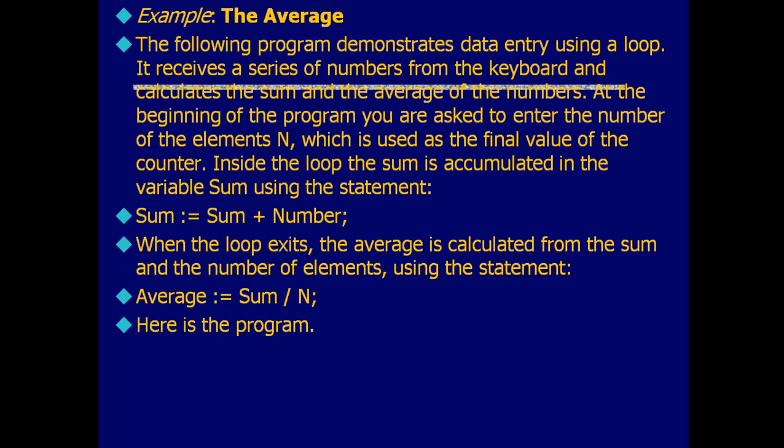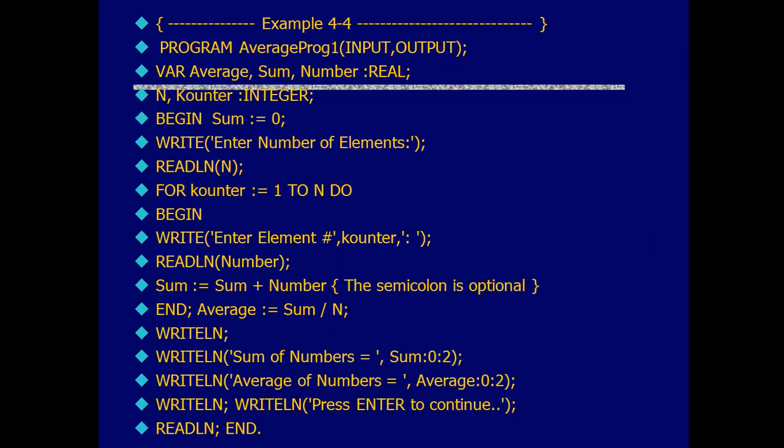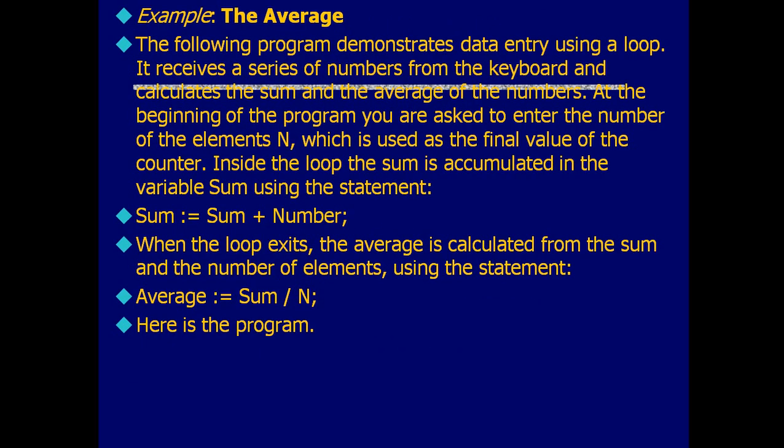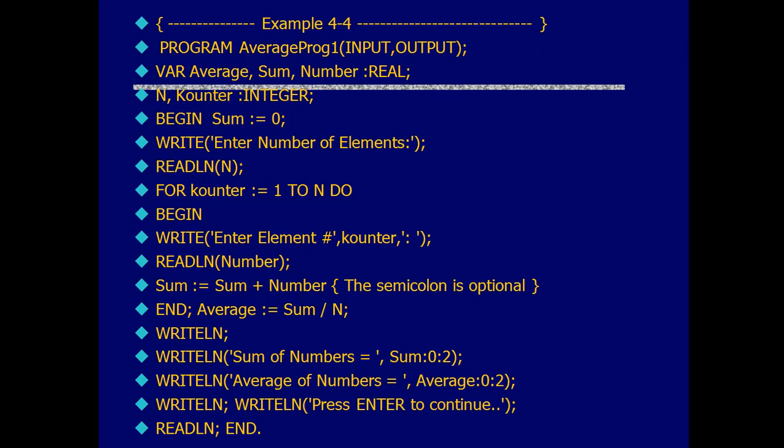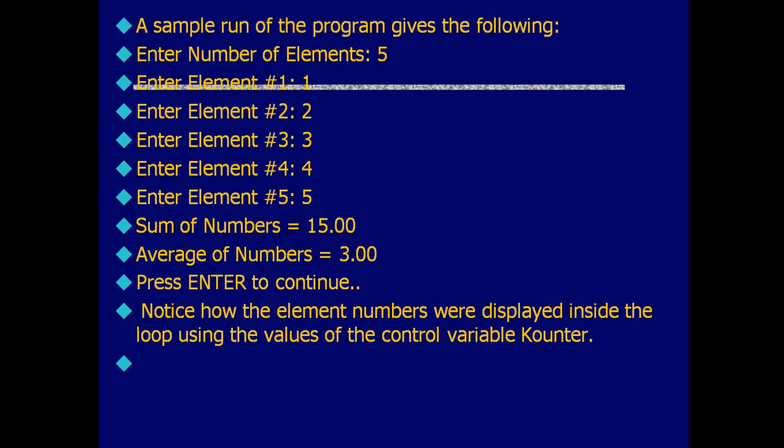Inside the loop, the sum is accumulated in the variable sum using the statement sum := sum + number. When the loop exits, the average is calculated from the sum and the number of elements using the statement average := sum / n. Here is the program about the average of numbers, how we can solve the average of numbers.